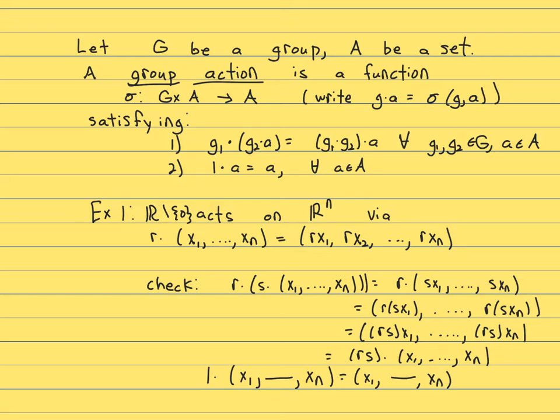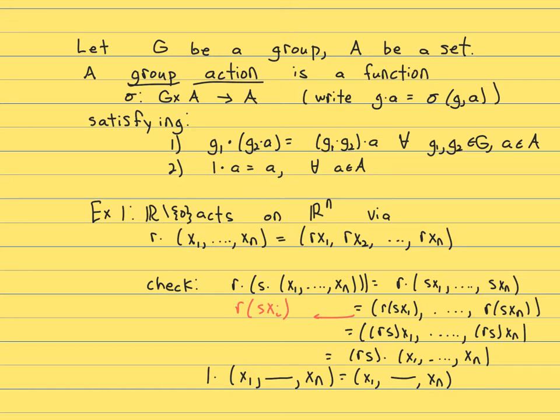Let's actually check that this is a group action. Well, let's take two non-zero real numbers. Let's call them r and s. Well, if I multiply through by s, it's the same as sx1 comma sx2 dot dot dot sxn. This is in my new n-tuple. And I'm going to scale that by r. The result is r times sx1, r times sx2, so on and so forth. So the ith coordinate here is r times s times x sub i.